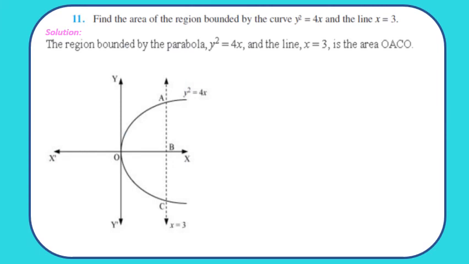Now moving to question 11. Find the area of the region bounded by the curve y square equals to 4x and the line x equals to 3. So y square equals 4x is a parabola symmetrical about x axis, and x equals to 3 is a line parallel to y axis. So we have the region bounded by y square equals to 4x and x equals to 3, OABCO. You can see that OABCO.